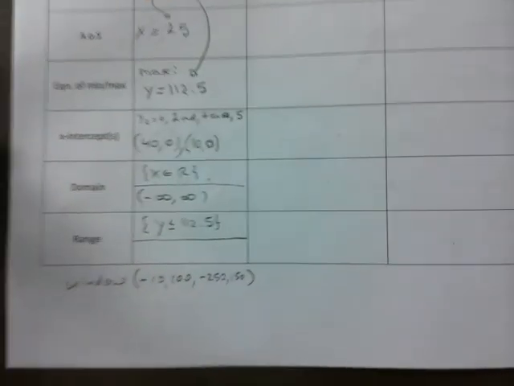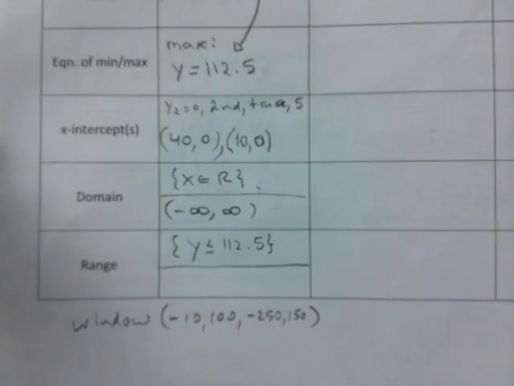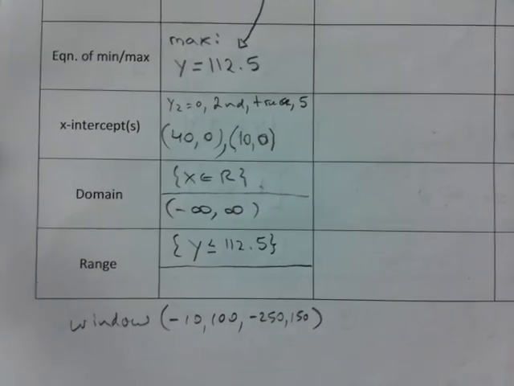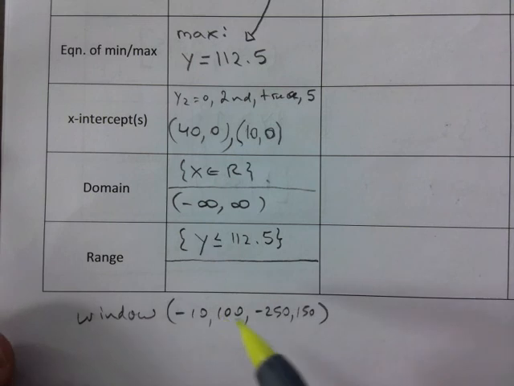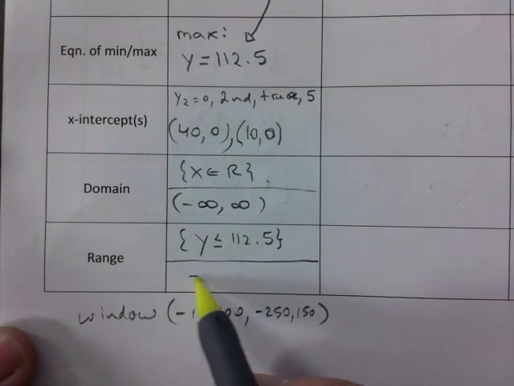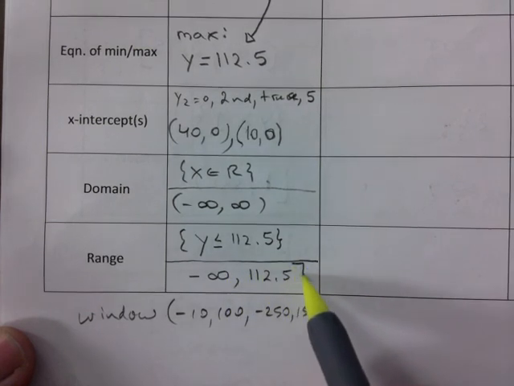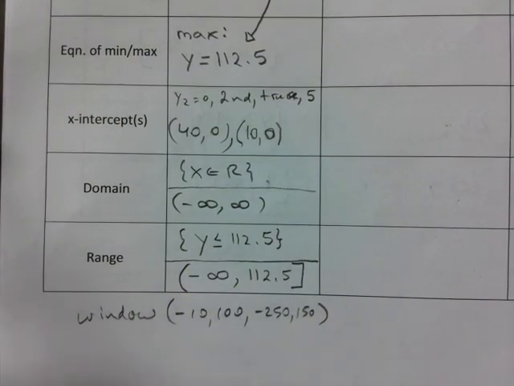Let me zoom into that, because some of you are probably squinting. It's too small. That made it worse. There you go. Okay, so that's that. And then for my interval, I need to go from, right, negative infinity is the smallest, all the way to 112.5. Square bracket on the number, round bracket on the other one.